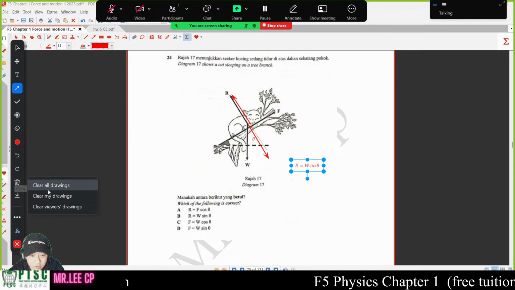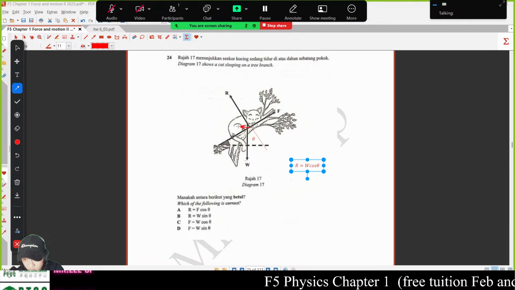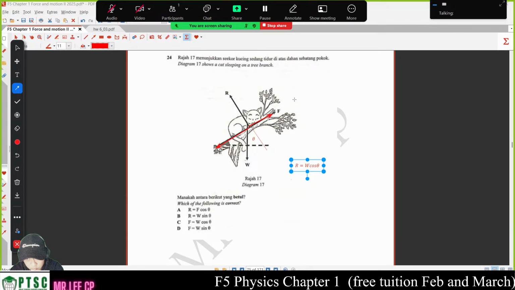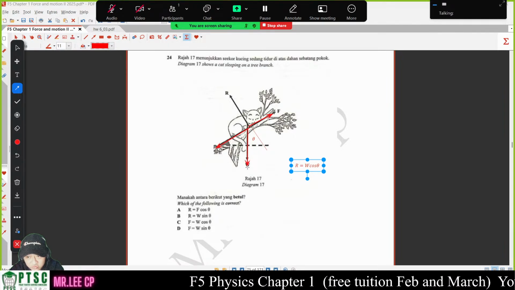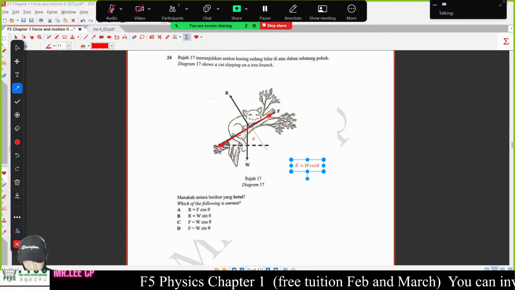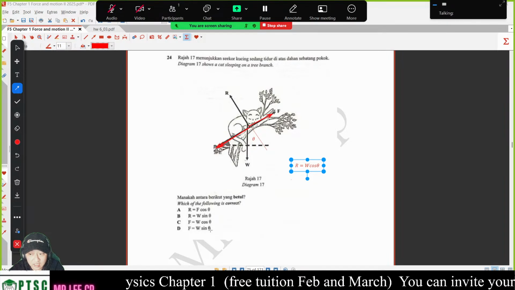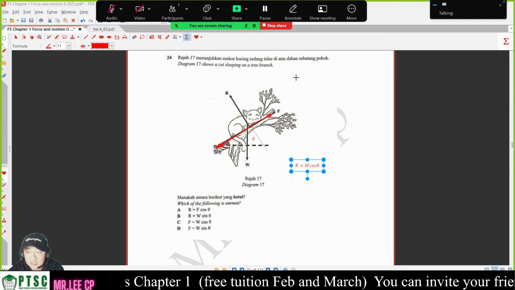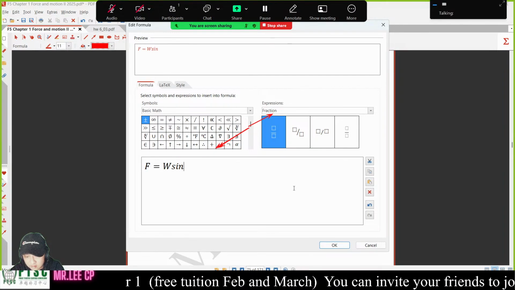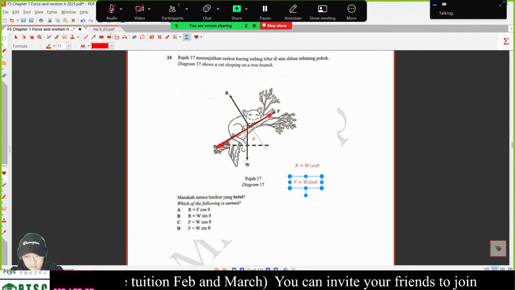We try to see in this direction. This one you bring to here, not touching theta, is equal to this, so that it is not moving. F is equal to W sin theta. F equals W sin theta. Right? So the answer is D.